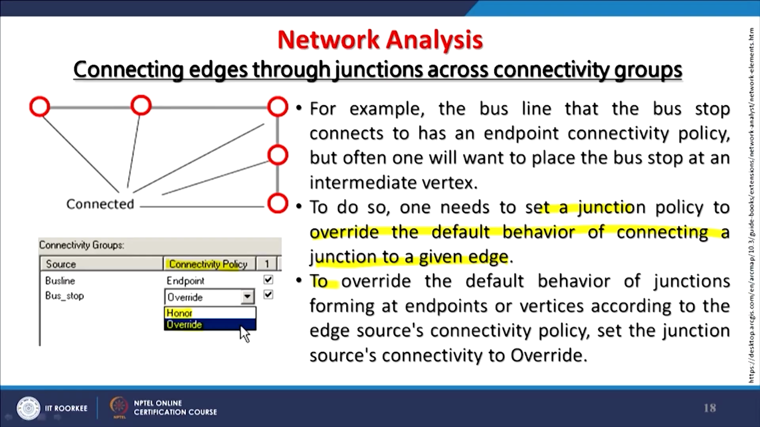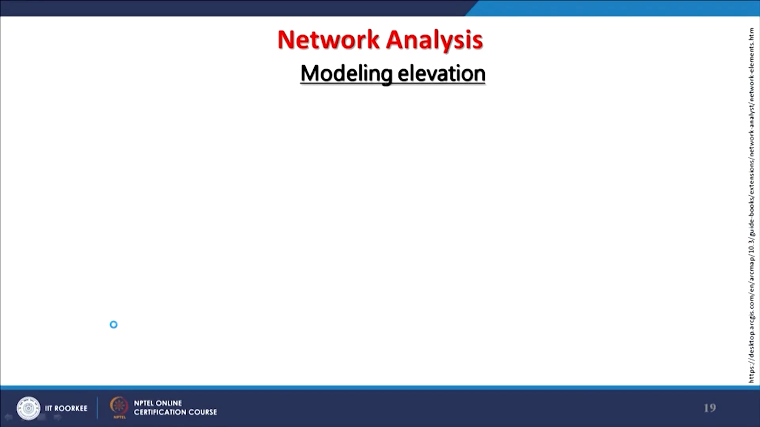So, to override the default behavior of junctions forming at endpoints or vertices according to the edge source connectivity policy, set the junction source policy to override, and this is what is being done here, depending on our requirements.